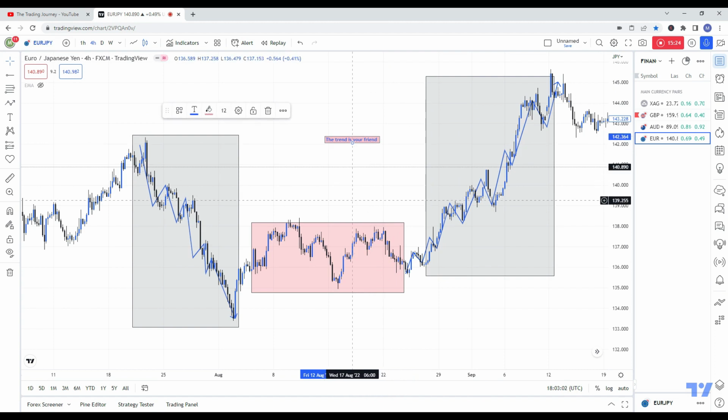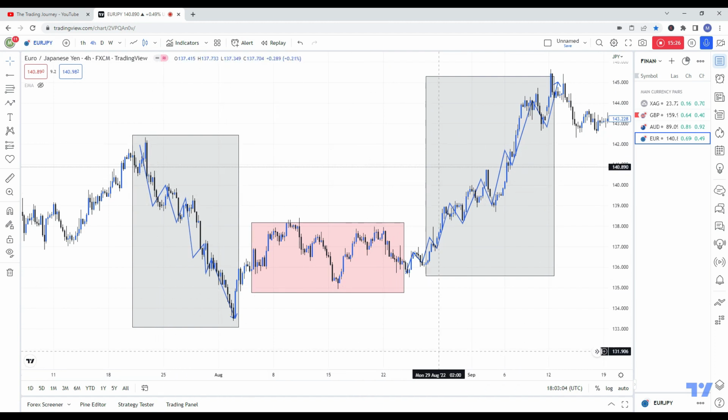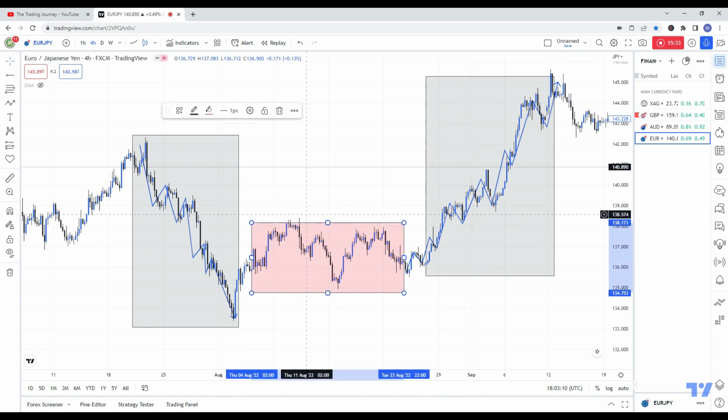If the market is not downtrending or uptrending, you don't touch it. You wait for it because you want to go with the big move. You want to go with the big volume. You don't want to go with the small move.